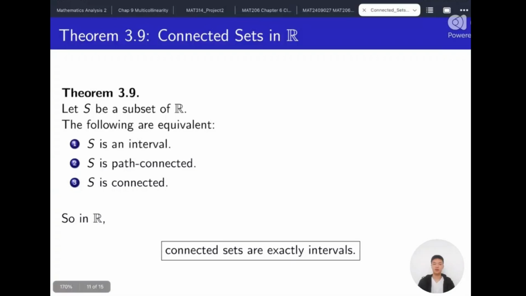And here is a theorem that says that for a set in R, the following are equivalent: the set is an interval, the set is path connected, the set is connected. Because an interval in R has only 3 cases: open interval, closed interval, or one side open and one side closed. We can check the cases to prove this theorem.